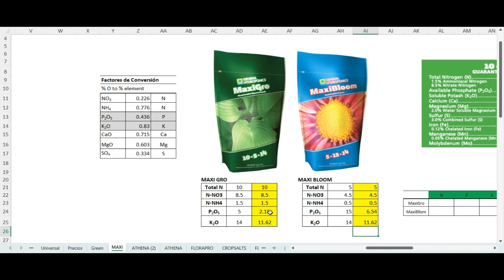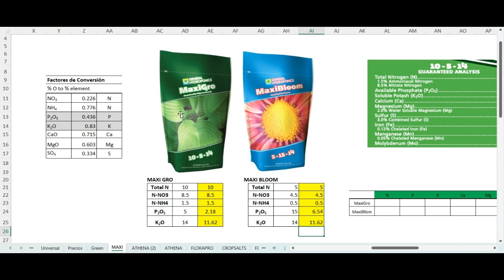These are the real values for each fertilizer. MAXIGRO is actually not 10, 5, 14. It is 10, 2.18, 11.6, or you can just round it like 12. And for MAXIBLOOM it is 5, 6.5, and 11.6. That's exactly the same. This is the first step to hack these formulas.